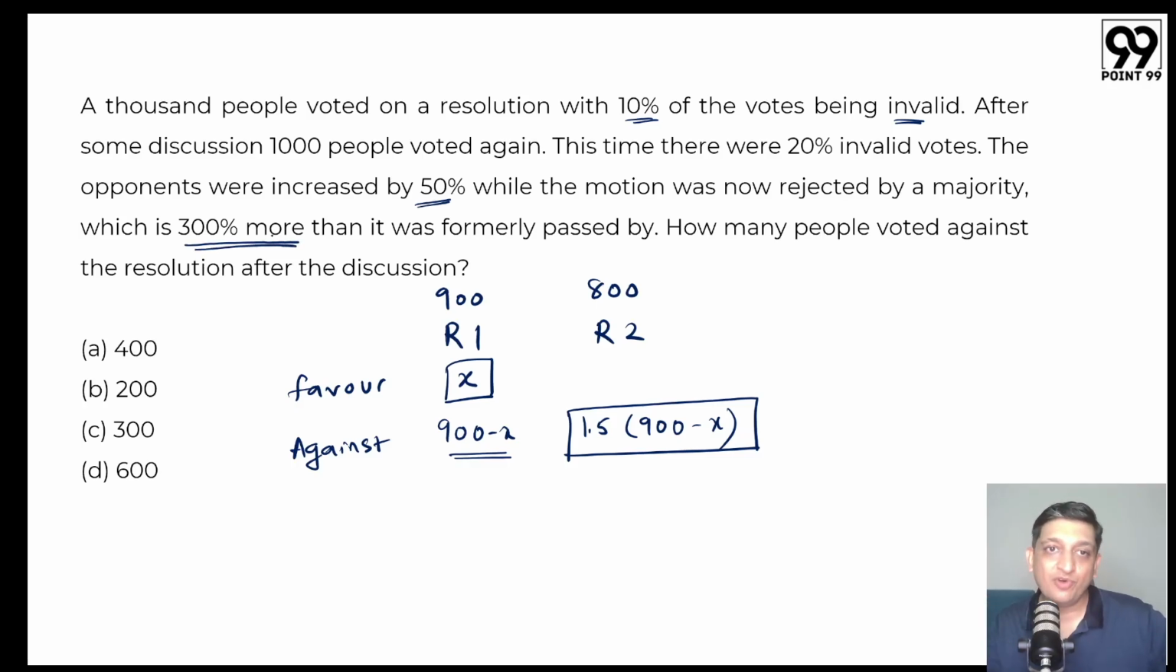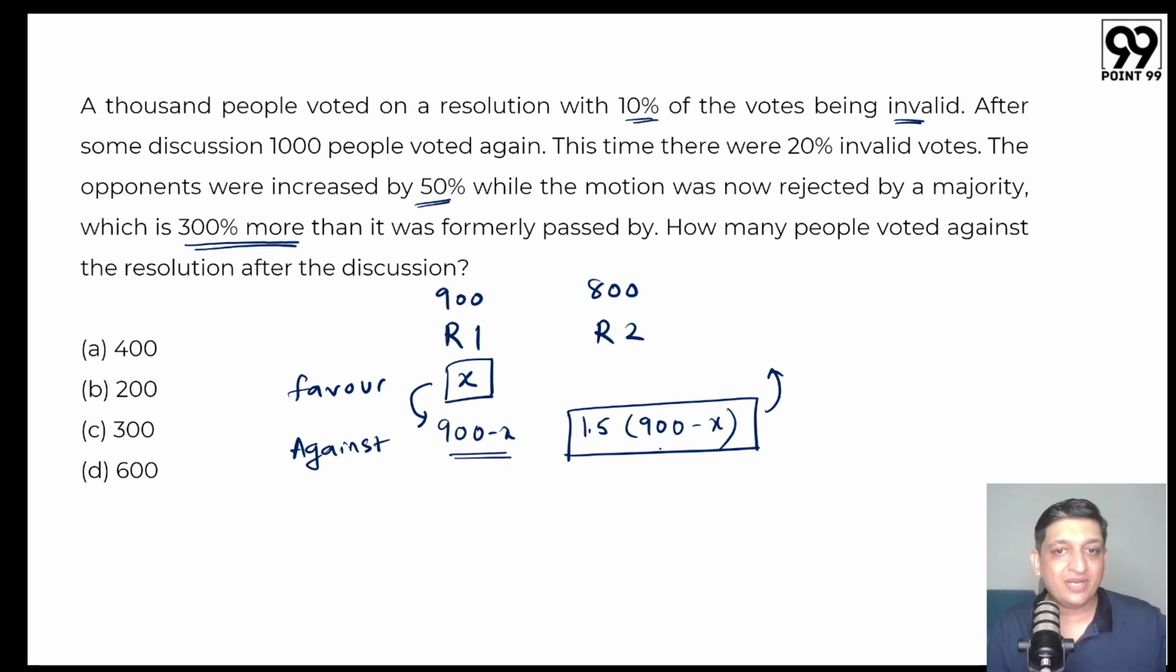300% more means what? Let's say I have 100 rupees and you have 400 rupees. You have 300 rupees more than my 100 rupees, which means you have 300% more than what I have. But if I were to talk about how much you have, it is 4 times of what I have. So whatever was the margin of victory here between these two people, this margin has been amplified to 4 times. It has increased by 3 times, but which means that it has become 4 times.